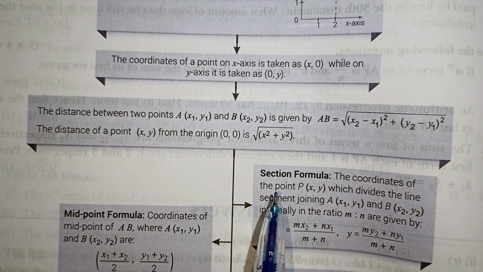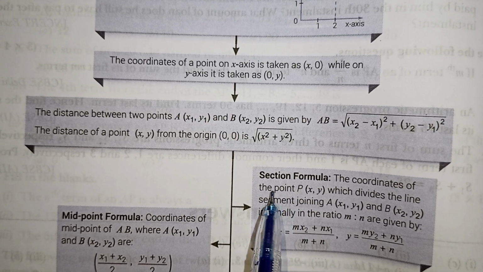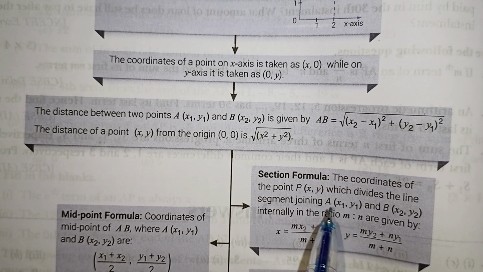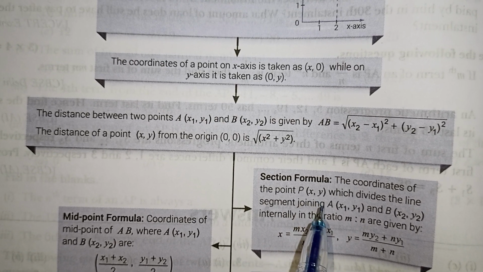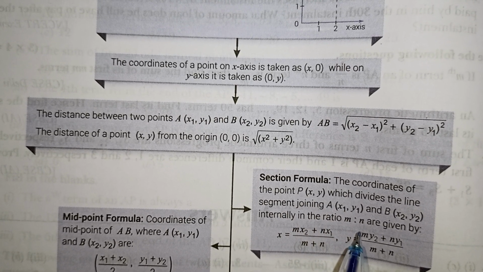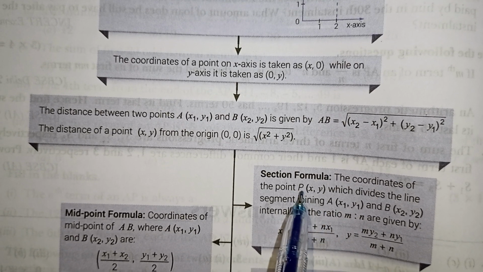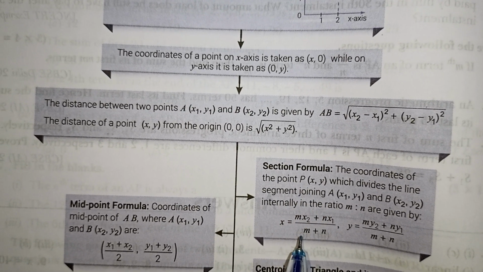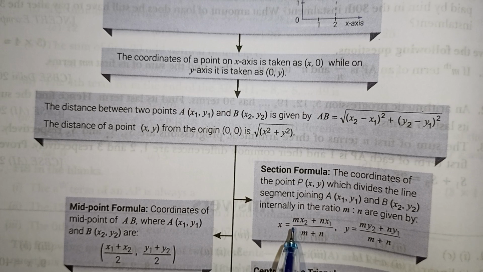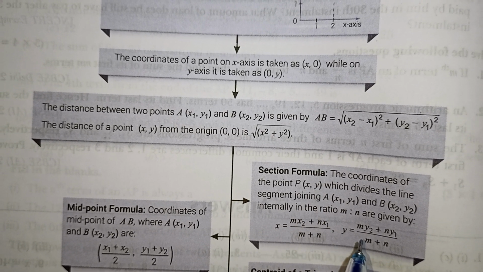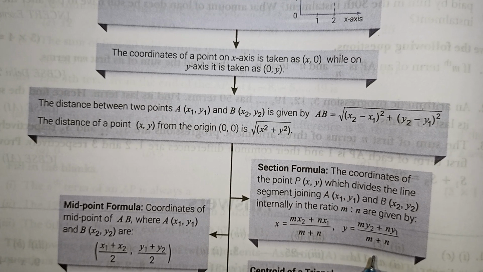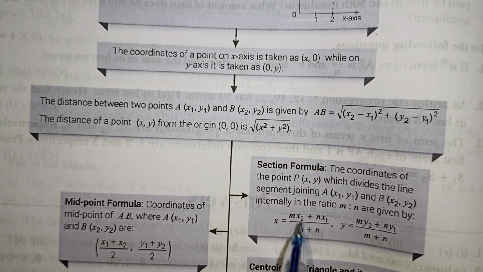First we are going to see the section formula. That means if there is a line segment AB, in between we have a point P. Suppose that particular point divides the line segment in the ratio m is to n, then how can we find the coordinates of P? This is a basic formula. This x will be (mx2 plus nx1) by (m plus n), then this y will be (my2 plus ny1) by (m plus n).